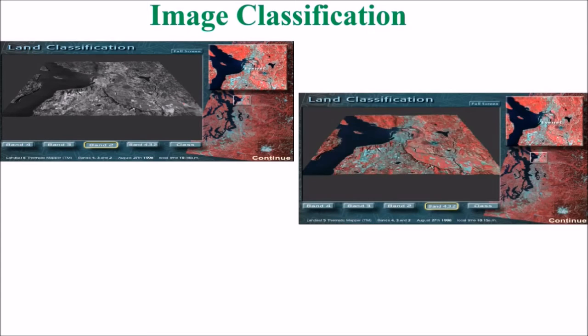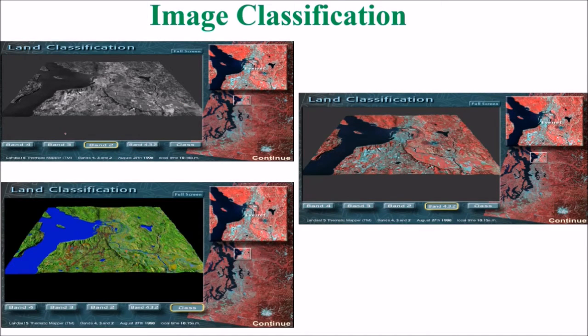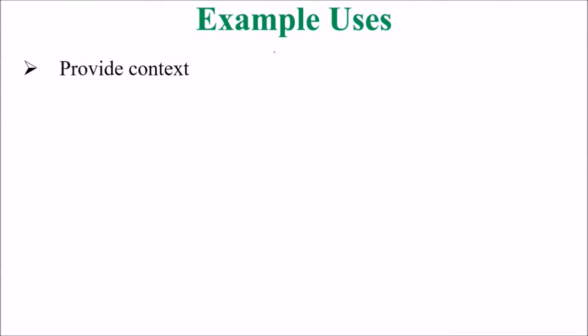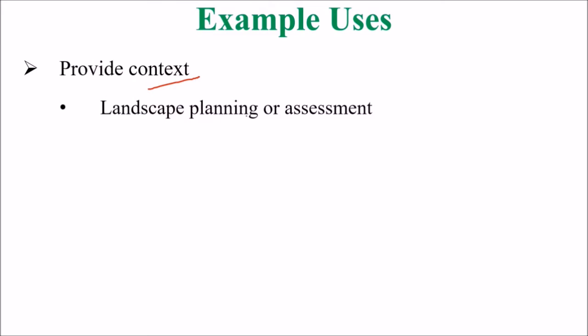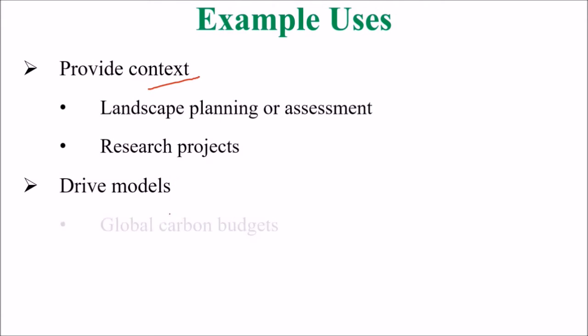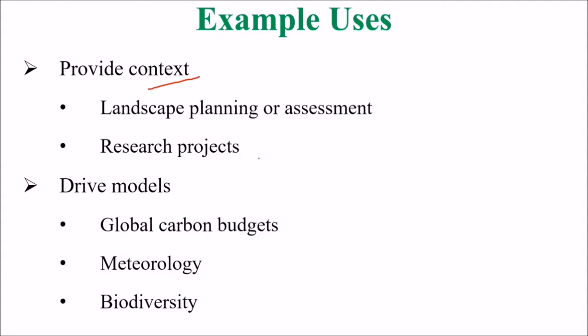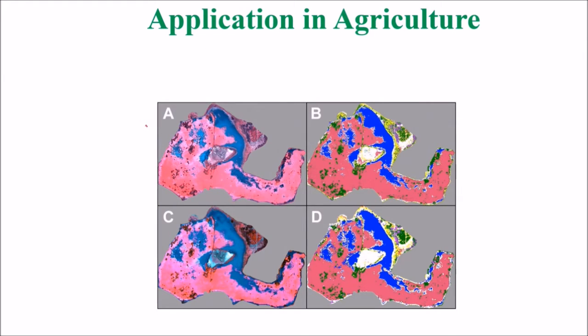So in image classification, this is an example of image classification. See, these are various ways in which you have classified. You can use the different bands, and on the basis of your categories which you have defined, you can classify it. So the uses are, it will provide you a context, that is the landscape planning or assessment for research products, and you can also use it to drive models like the global carbon budgets, the meteorology, the biodiversity. So application in agriculture, as you see here, we want to see what was the previous one, what is now, and you also want to see which area is infected, which is good.